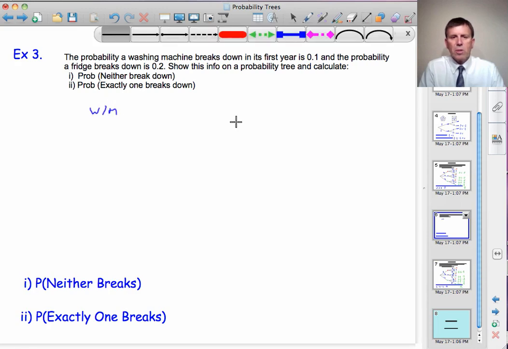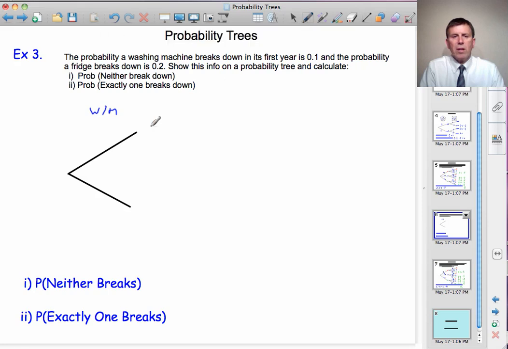So I need to set up 2 branches from the root to represent the fact that we can have an OK washing machine or one that breaks. And we're told that the probability that it breaks down is 0.1, which means the probability that it's okay is 0.9.